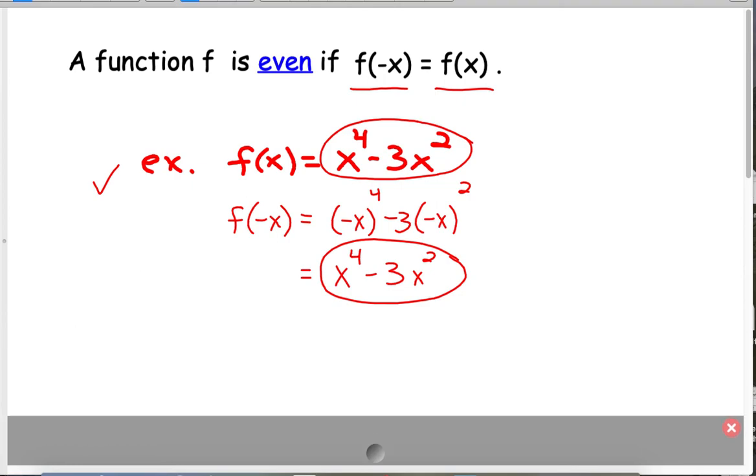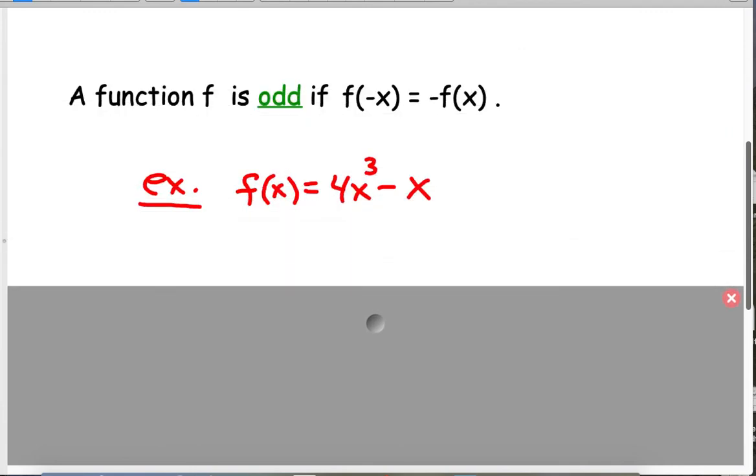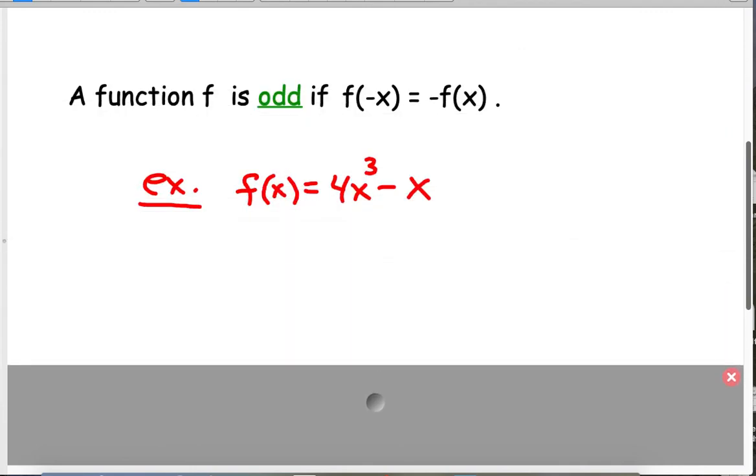On the other hand, a function is odd if f of negative x is equal to the opposite of the original f of x. So I have an example for this one. So let's evaluate f of negative x. So I'm going to plug in a negative x wherever I see x. And using parentheses is always a good idea when you're plugging in values or expressions. Now, negative x to the 3rd power, that's a negative x times negative x times negative x.